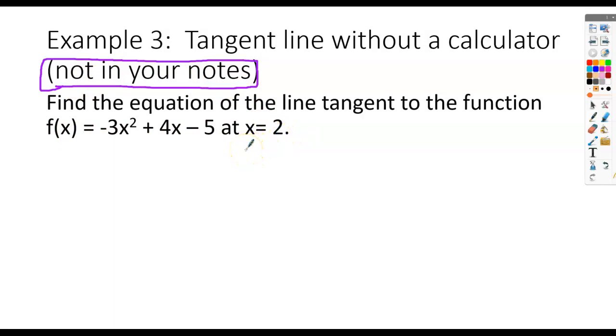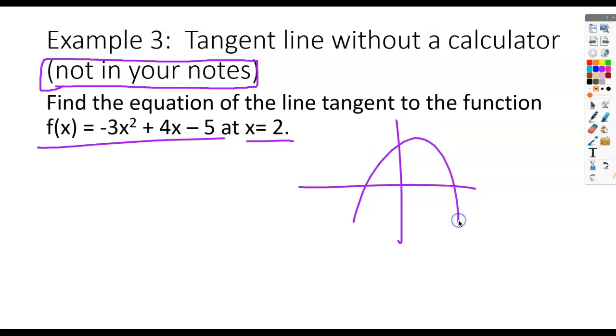So find the equation of the line tangent to the function that looks like that at x equals 2. Now, I'm going to give you a little pretend picture. That graph, f of x there, it's going to be like an upside down parabola. I don't know exactly where it's going to be located, but it's going to look like that. And we want to find the equation of the tangent line at x equals 2. So here's where x equals 2, and here's the tangent line at that point. I want to find the equation of that blue line.